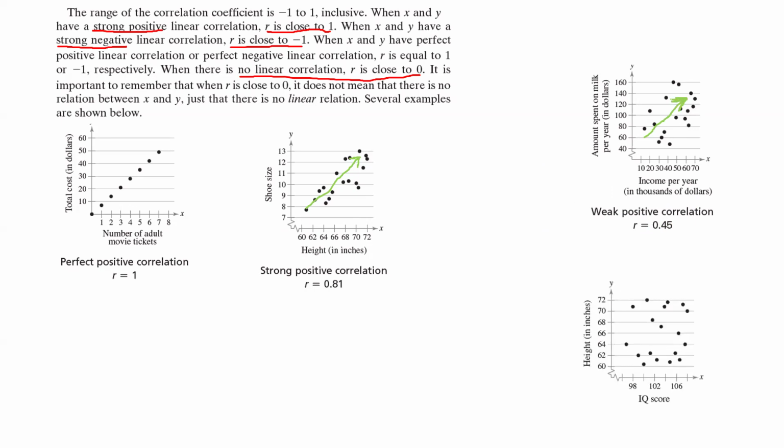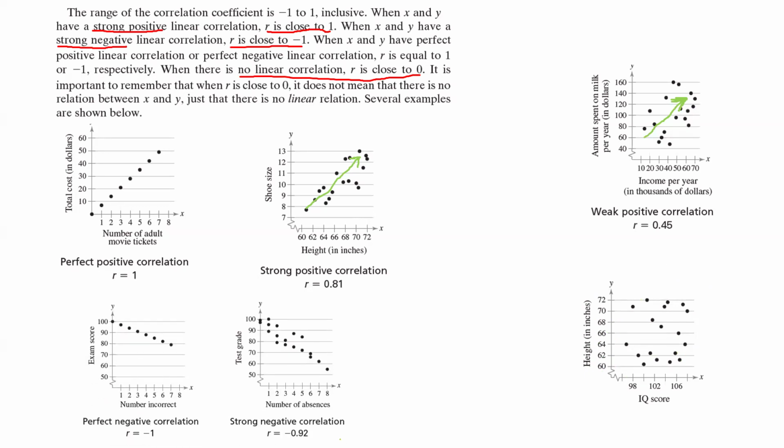Take a look at this case. Here you have the IQ scores. Well, with the IQ score as the independent variable and the height on the vertical axis, it doesn't seem to have a linear correlation. And as you can see, the data are scattered all over the XY plane.